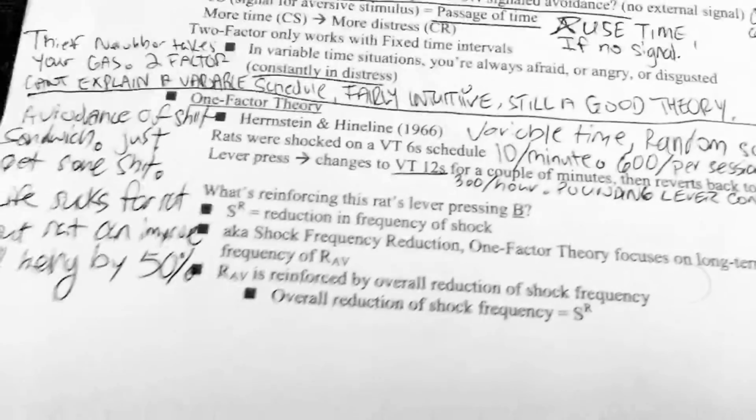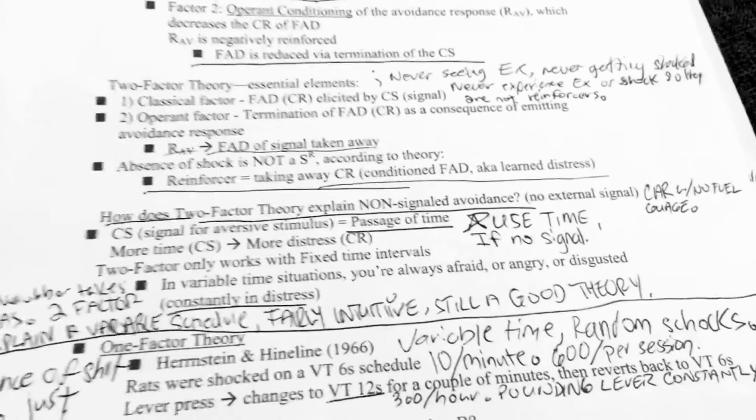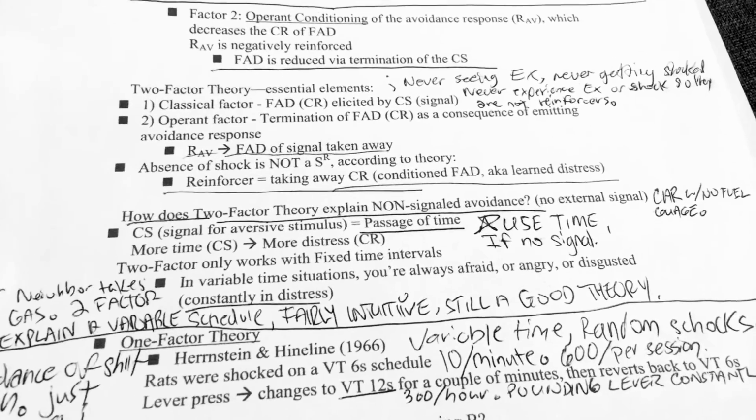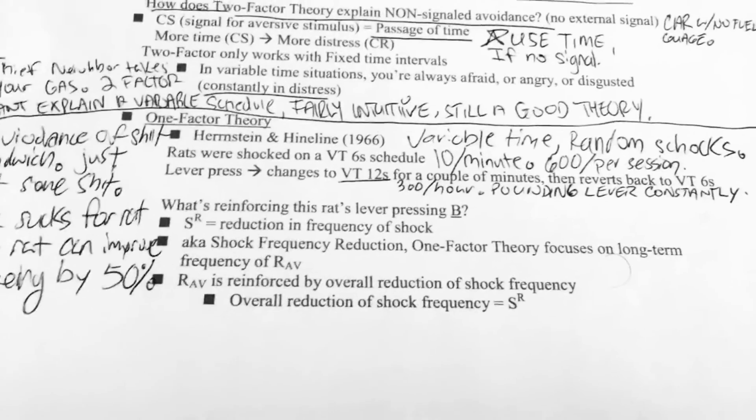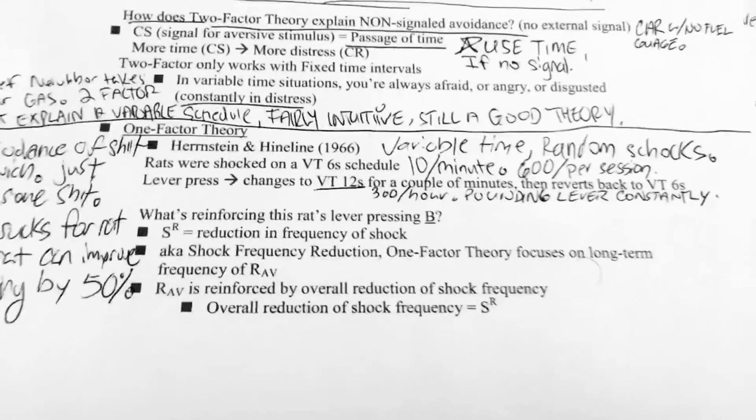So with two-factor, you've got the signaled conditions. That's how you deal with that with the two-factor theory, which is good for signals. However, one factor would deal with the variability, non-signaled or variable time conditions.